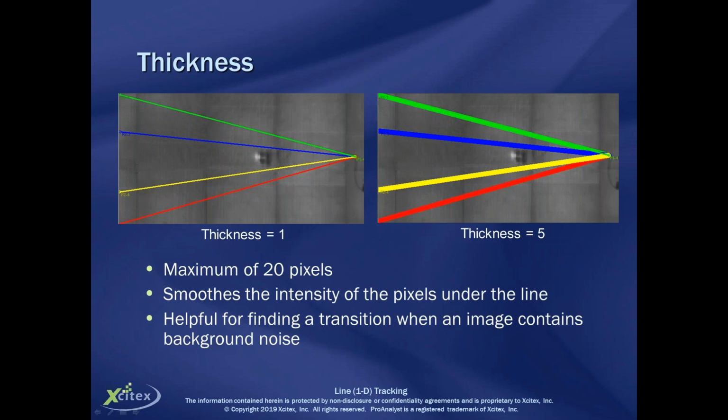So you can set a maximum thickness of 20 points. This video that we have here is of a blast mark on it, and as you can see, it's somewhat grainy. Well, the thickness allows you to sort of smooth the intensity of the pixels under the line and get a more representative idea of the motion behind that.